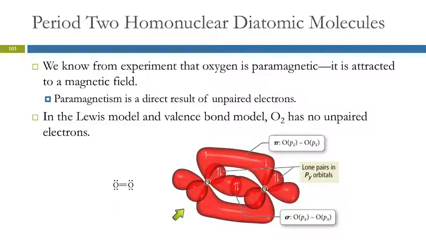Here is the valence bond model where we've got p orbitals overlapping here and p orbitals overlapping here. We have a sigma bond and a pi bond, and then we've got lone pairs in the remaining orbitals. Do you see any unpaired electrons? No. Both of these models predict that oxygen would be diamagnetic and not stick in the magnet like it does.